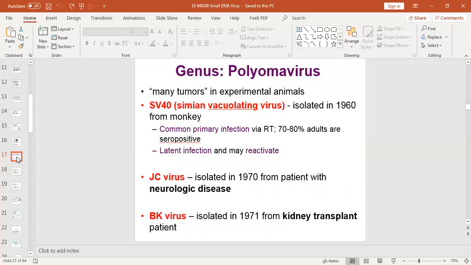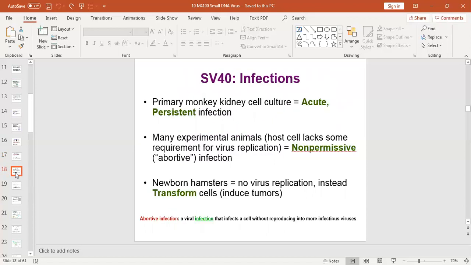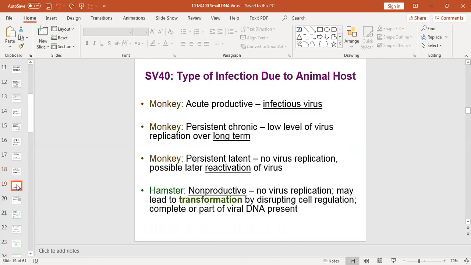There are some genuses in this family. The genus is Polyomavirus: SV40, simian vacuolating virus, JC and BK virus that we discussed last time. Regarding the types of infections, depending on the host, we have acute or persistent infection, non-permissive or abortive infection, and if the host is a newborn hamster, we see transformation or tumor production.